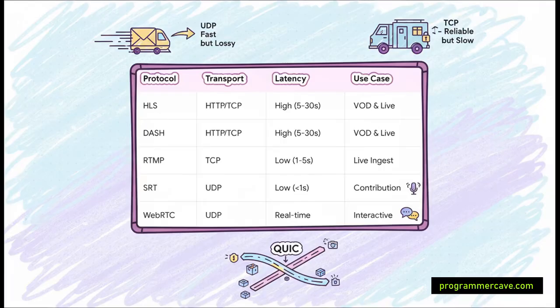That's fine when a little buffering is okay, but then you look down at something like WebRTC for real-time video calls. It uses the super fast UDP to get latency down below half a second. And that's the key takeaway. The choice of transport protocol, TCP or UDP, is what defines what a streaming protocol is good for.